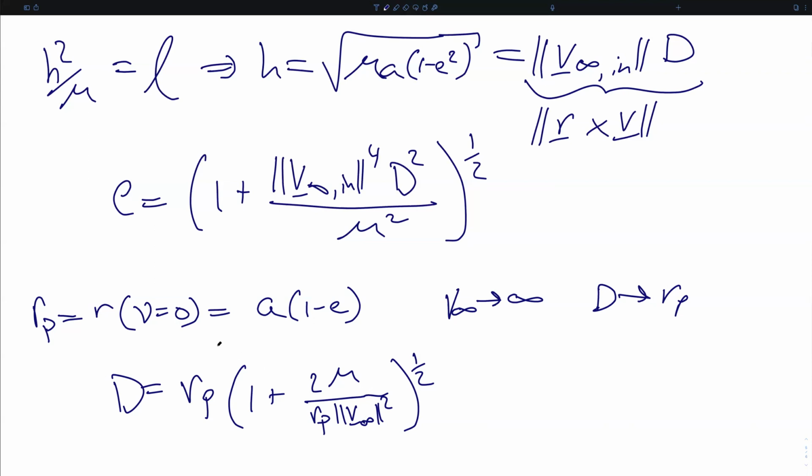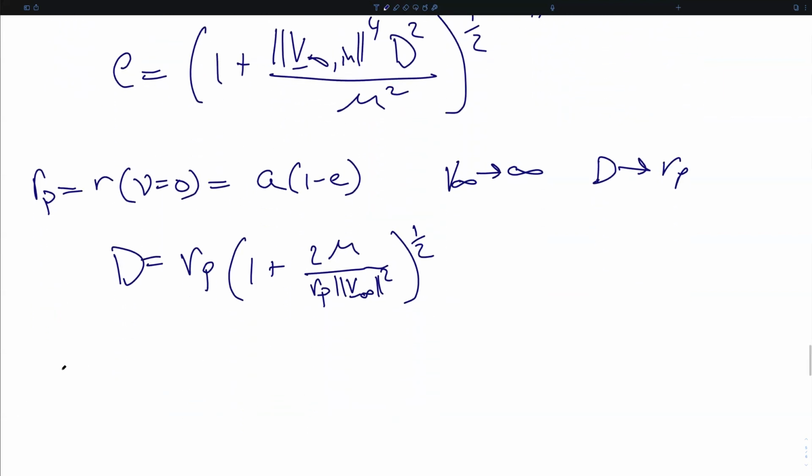If we further plug this result into our original eccentricity equation and simplify, we will find that we can also write the eccentricity as the magnitude of the v infinity vector, which I will now just call v infinity scalar, times the periapse distance over the gravitational parameter plus 1.